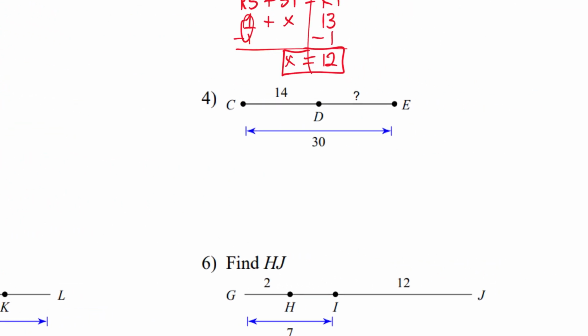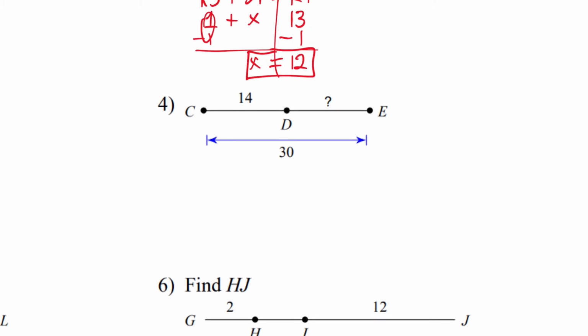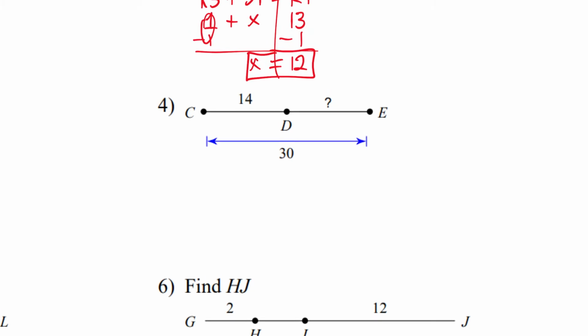Who wants to do number 4? Come on. I'm doing one male, one female, so I'm going to give Tatiana a chance. You just write on it, right? Where are we at?